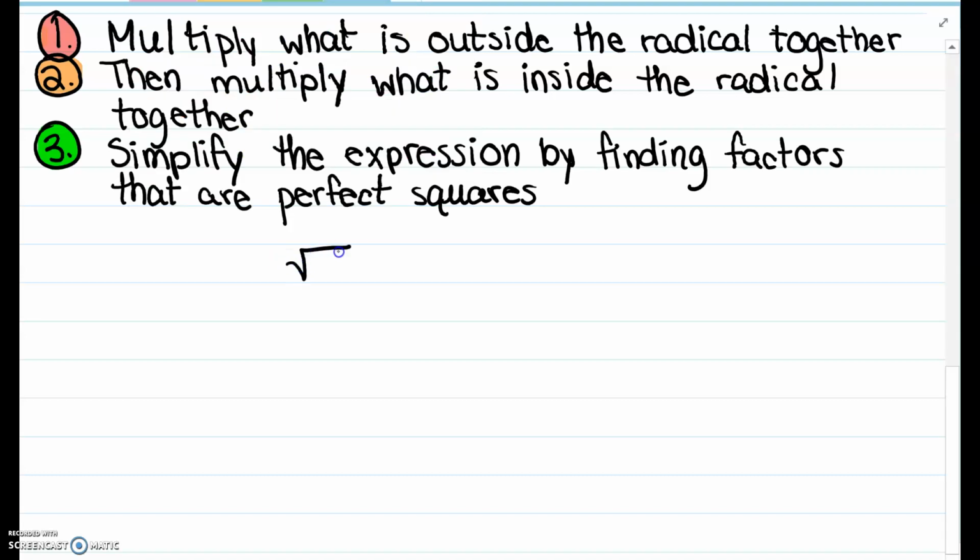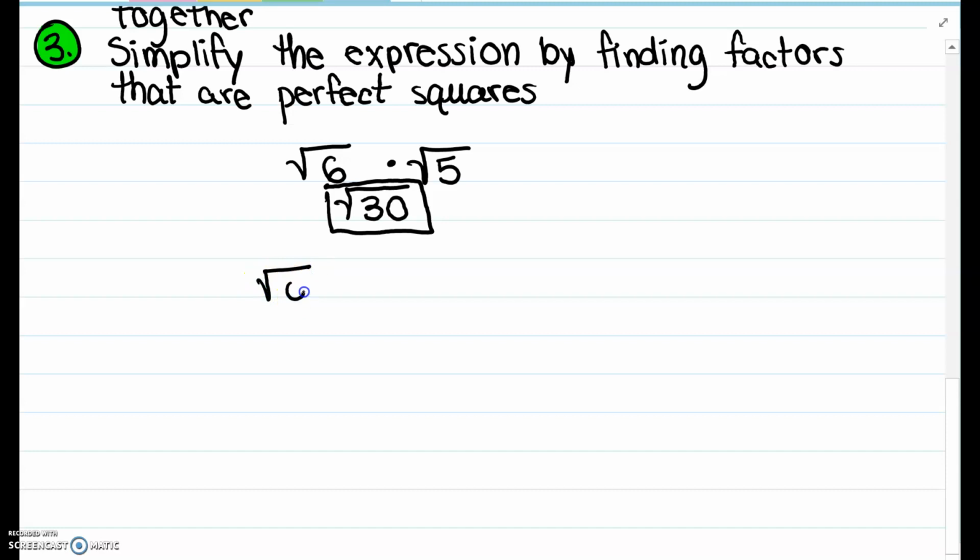So we have radical 6 times radical 5. And this will give us radical 30. Now 30 has no factors that are perfect squares, so radical 30 is the simplified answer. If we have radical 8 times radical 4, you multiply them together, you get radical 32. 16 is a perfect square and a factor of 32. So we could split radical 32 into radical 16 times radical 2. And the square root of 16 is 4, so the answer will be 4 radical 2.